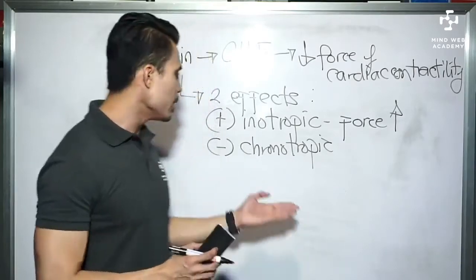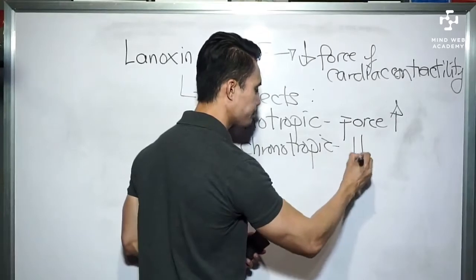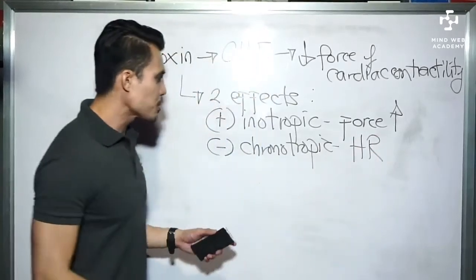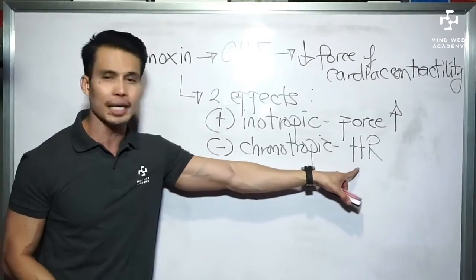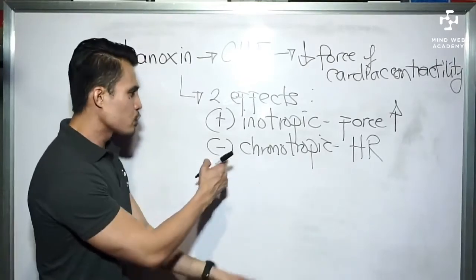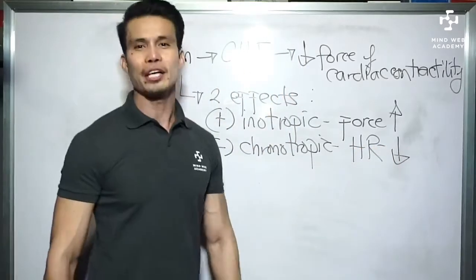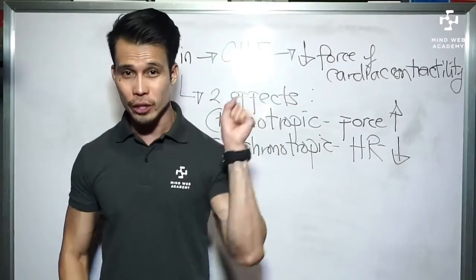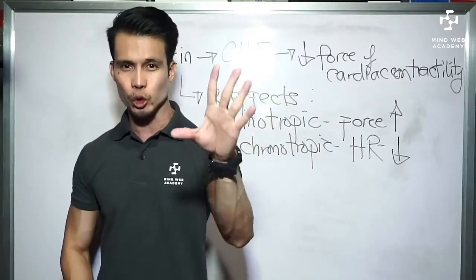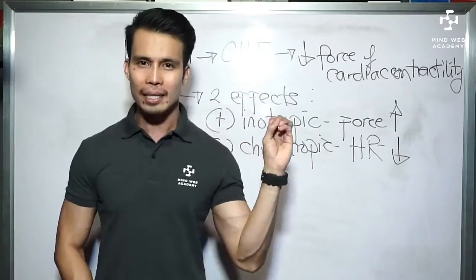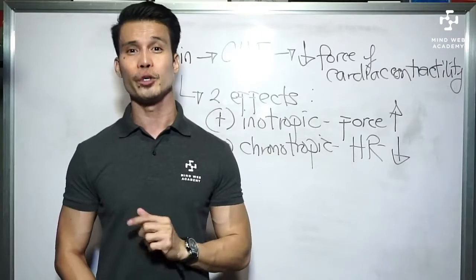The second effect is the chronotropic. Chronotropic, nurses, refers to the heart rate. But if you can notice, what's the effect of lanoxin to the chronotropic, or the heart rate? Negative. So therefore, it can decrease the heart rate of your patient. So it can increase the force of your contractility, thereby increasing the cardiac output. Pero mabagal mag-beat ang heart natin. So it can decrease the heart rate of your patient.